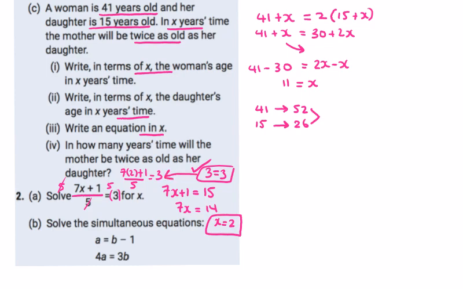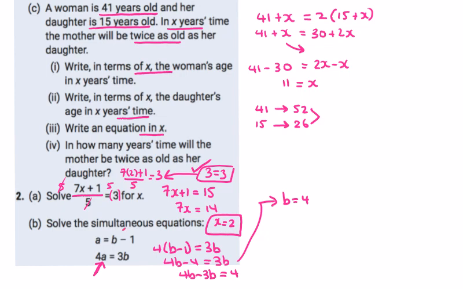And then these simultaneous equations, well, a is equal to b minus 1. So I could sub in a here as b minus 1. Different way of doing them. If a is b minus 1, we have 4a equals 3b. So 4b minus 4 is equal to 3b. So 4b minus 3b, bringing the 4 across, will be plus 4. So I'm going to get 1b on the left is equal to 4.